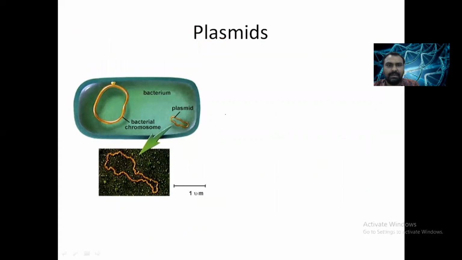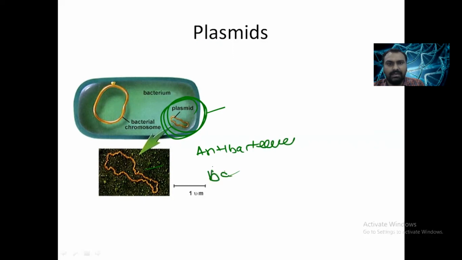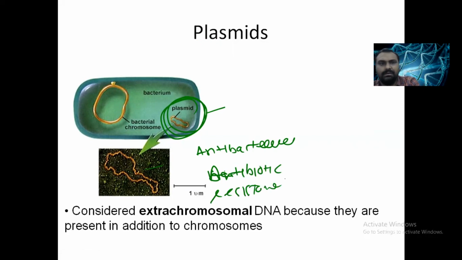So we can see the plasmid in bacteria. This is the bacterial chromosome and this is the extra-chromosomal DNA, that is a plasmid. It is double-stranded and circular, and in some bacteria it provides antibiotic resistance. So resistance against antibiotics is provided by this plasmid.